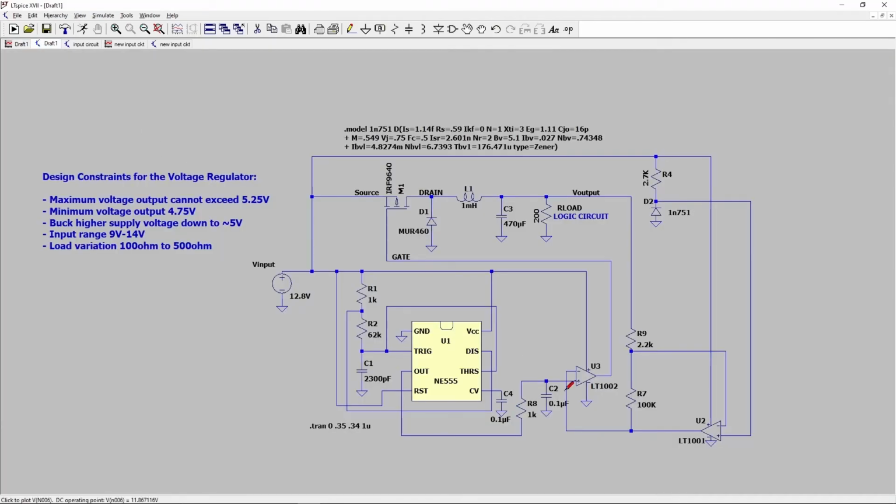So the basic function of this circuit is there's a 555 timer in astable multivibrator configuration, two comparing op amps, and a 5.1 volt reference Zener diode. So these op amps compare the reference to the output voltage and then modulate the switching signal for the buck converter, which is right here. And it keeps the output voltage down to around 5 volts.